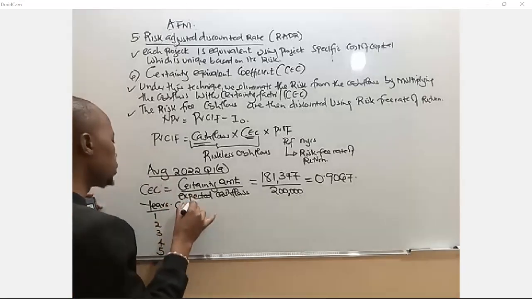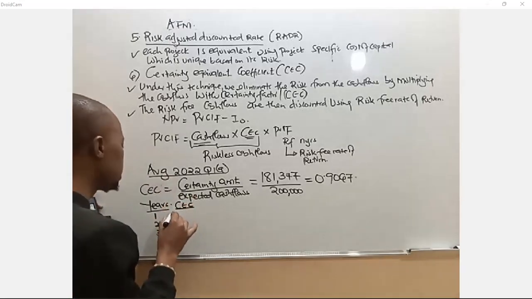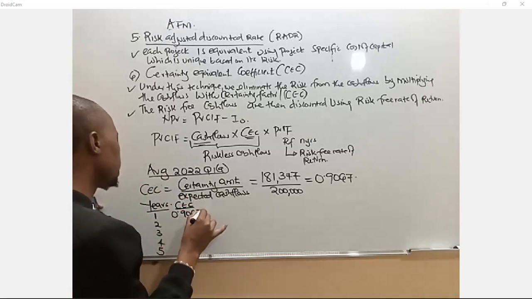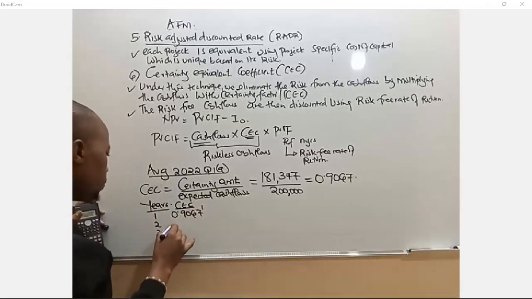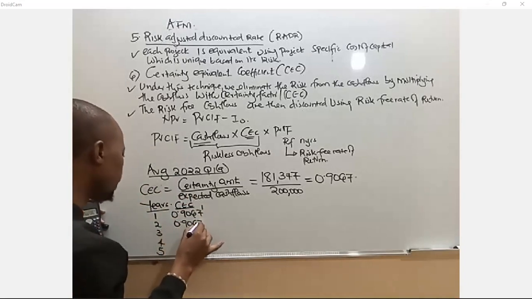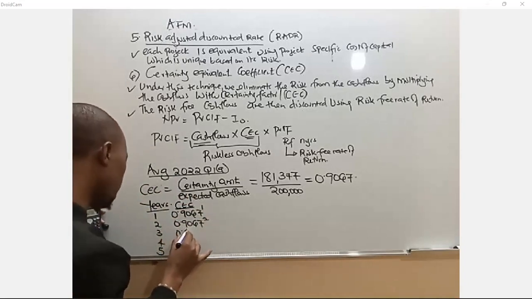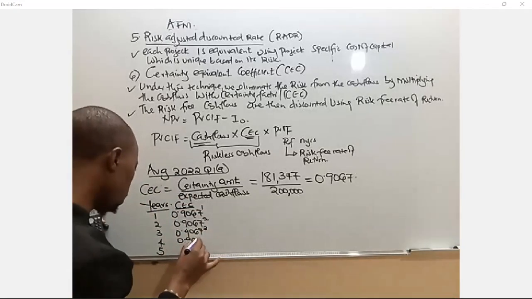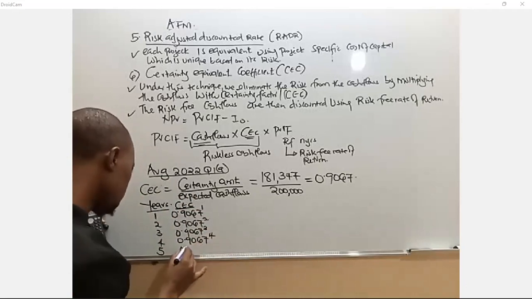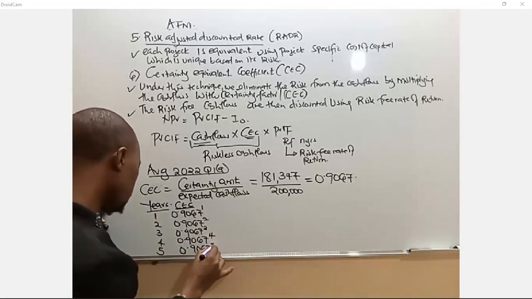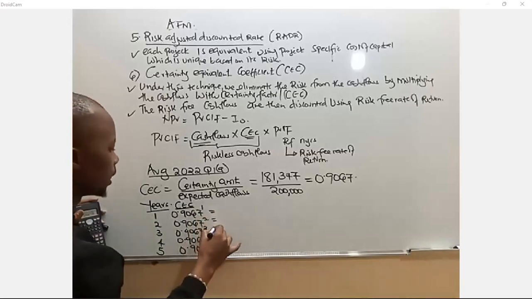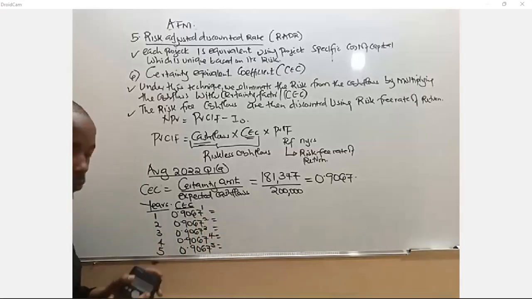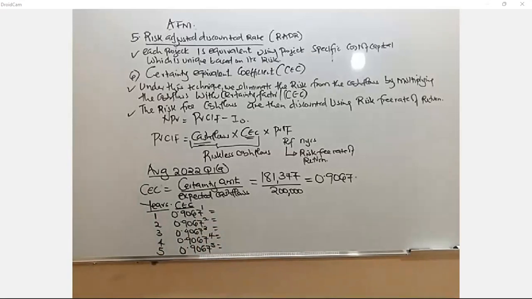So our CEC will be, the first one, 0.9067 raised to power 1. The second one will be 0.9067 raised to power 2, then 0.9067 raised to power 3, and so on, up to 0.9067 raised to power 5. How much are we getting here? These are the CECs which you are supposed to use to remove the risk existing in the cash flows, so that you can arrive at the riskless cash flows.